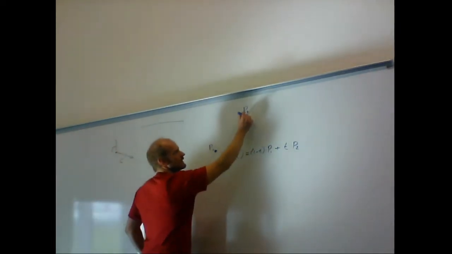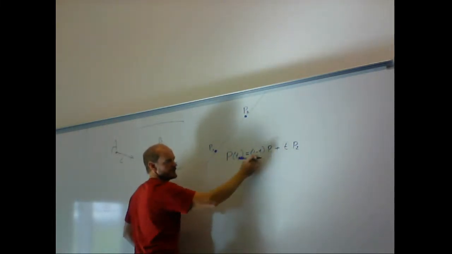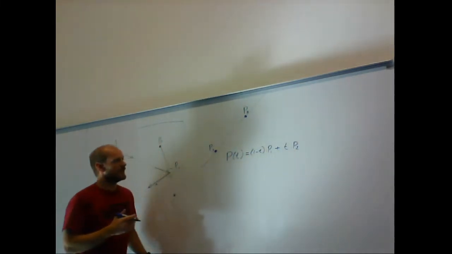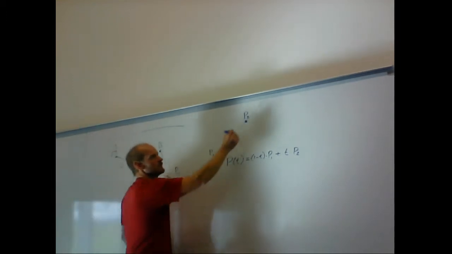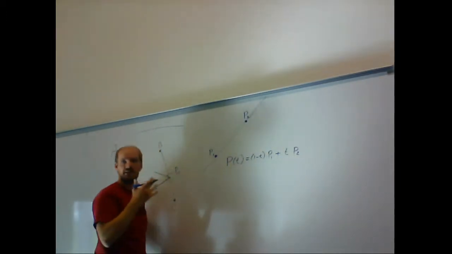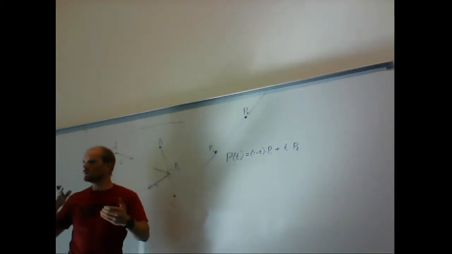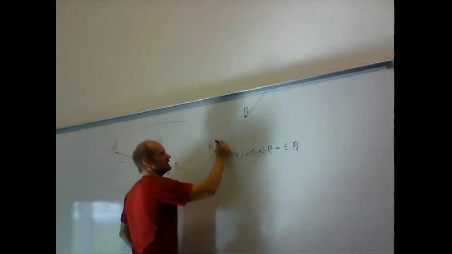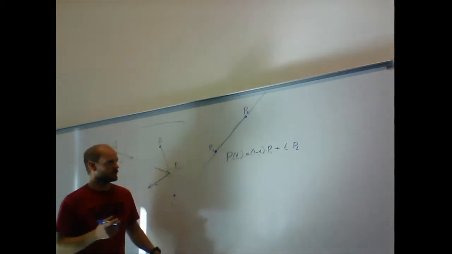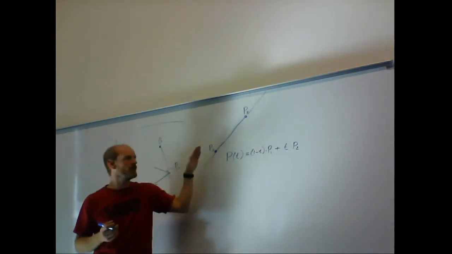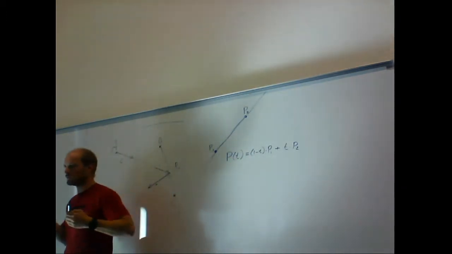P2. It will yield 0 here times P1 plus 1 times P2. Anything larger than 1 will be a point somewhere here on the line. Anything smaller than 0 will be something here on the line. Anything between 1 and 0 will be on this part of the line. So now I have a way to calculate points on this line. And this is what's called the parametric form.